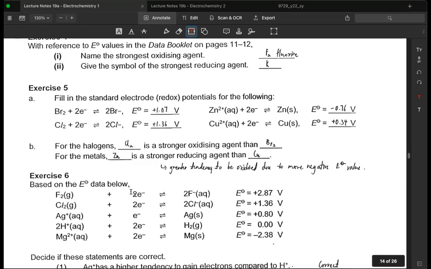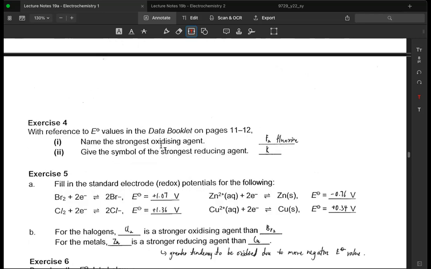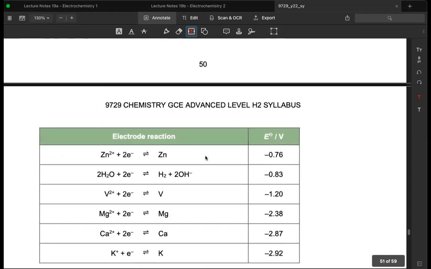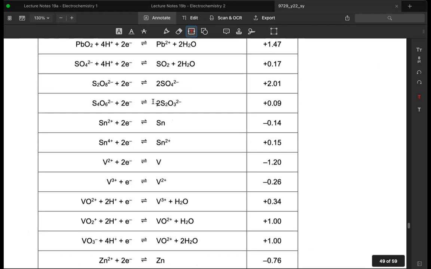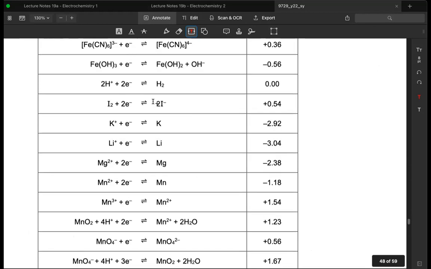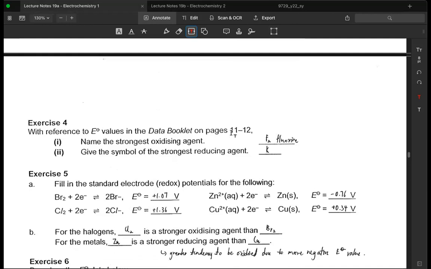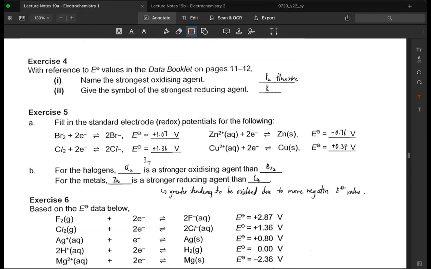So these are just some exercises to make reference to very quickly. What is the strongest oxidizing agent? Fluorine. Then based on pages 11 to 12, just based on this list, according to the question, it's potassium. But we know that it is not potassium, right? It's actually lithium, but because the question says based on those 2 pages, you see. Okay.